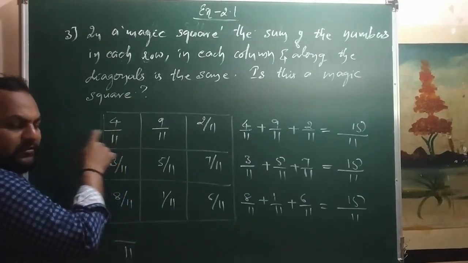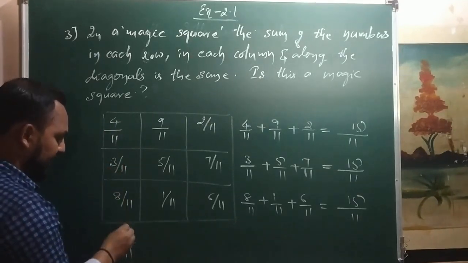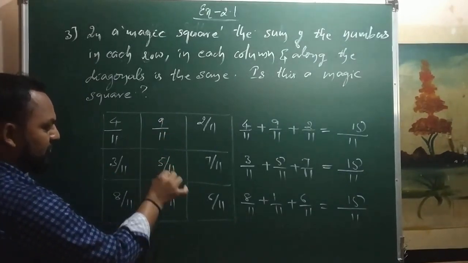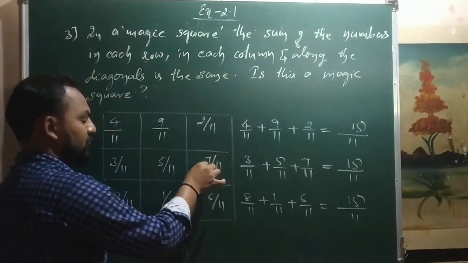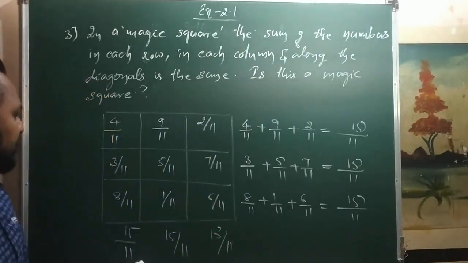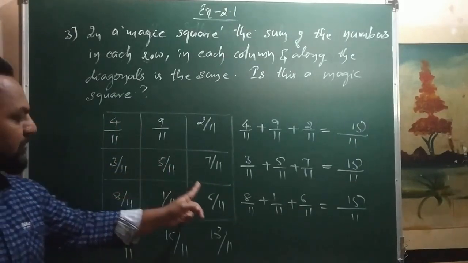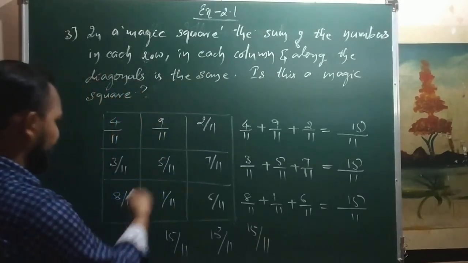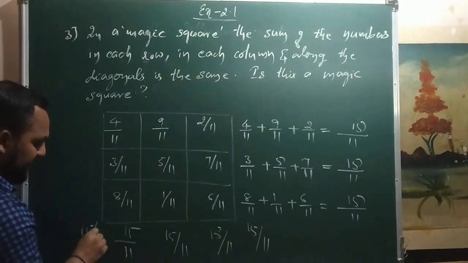The denominators are the same, so they are like fractions. 4 plus 3 is 7, 7 plus 8 is 15. And this one, 9 plus 5 is 14, 14 plus 1 is 15 by 11. Then 2 plus 7 is 9, 9 plus 6 is 15 by 11. Here the sum of the diagonals: 4 plus 5 is 9, 9 plus 6 is 15. The sum of the diagonals is 15 by 11. Then 2 plus 5 is 7, 7 plus 8 is 15 by 11.